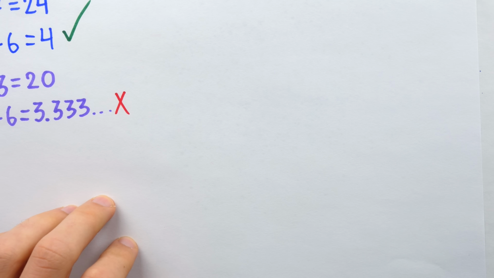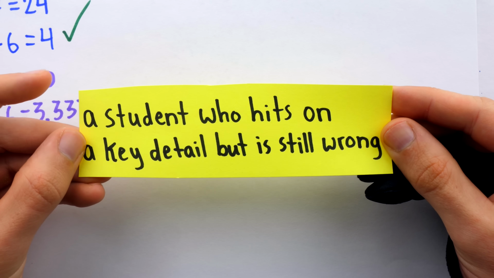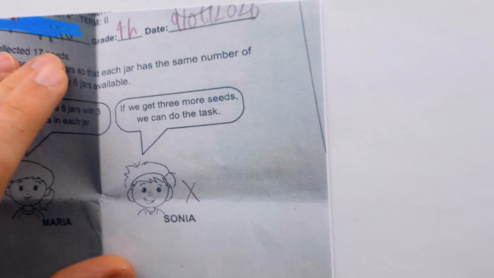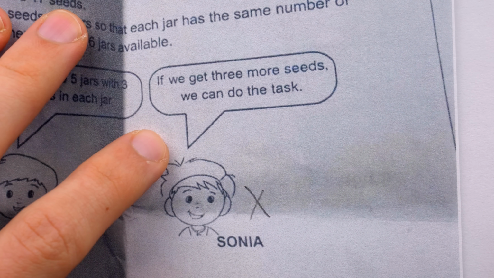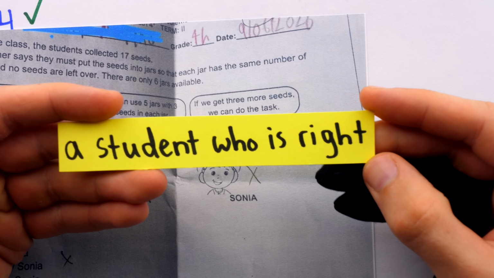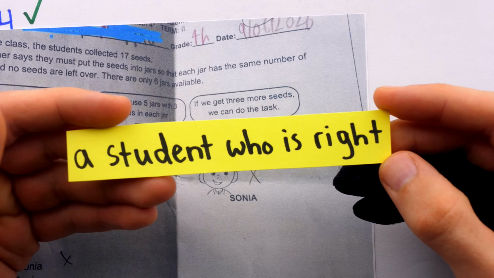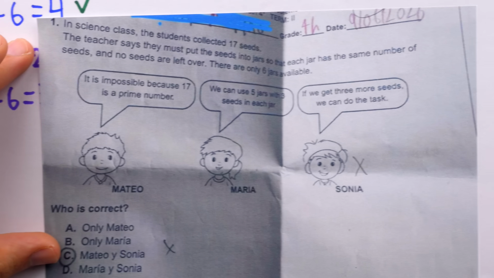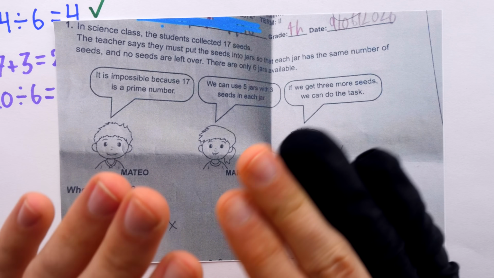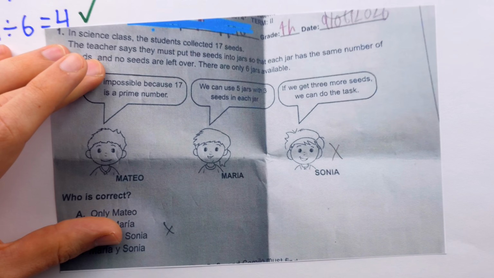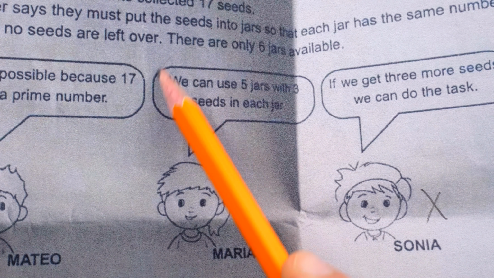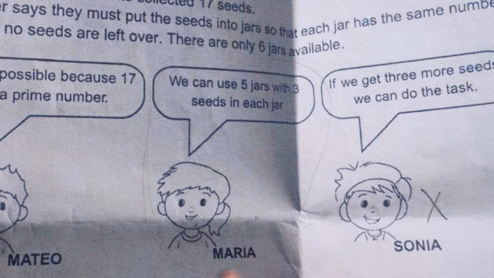That would make sense. A student who hits on a key detail, but is still wrong. Like Sonia, who realizes the number of seeds could be increased to make this work, but gets the number wrong. And of course, I'd expect at least 1 student who is right, either correctly stating why this distribution of seeds is not possible, or stating what could be changed so that it is possible. But Maria here, it's like she didn't even read the question, which I just think makes it a very odd response to include in this format.